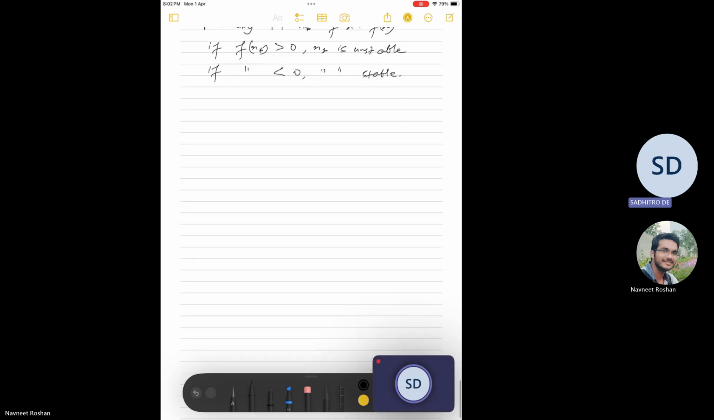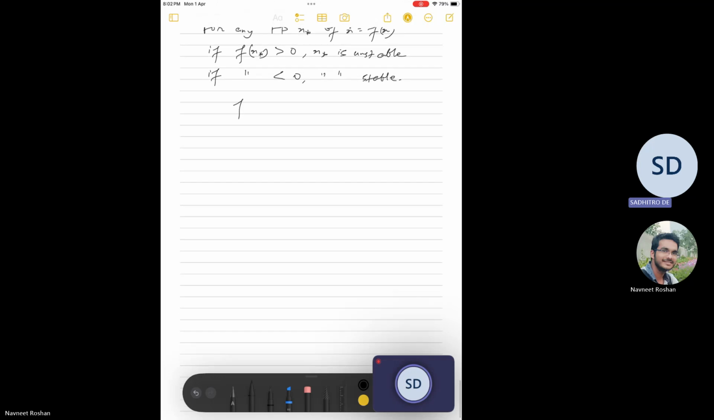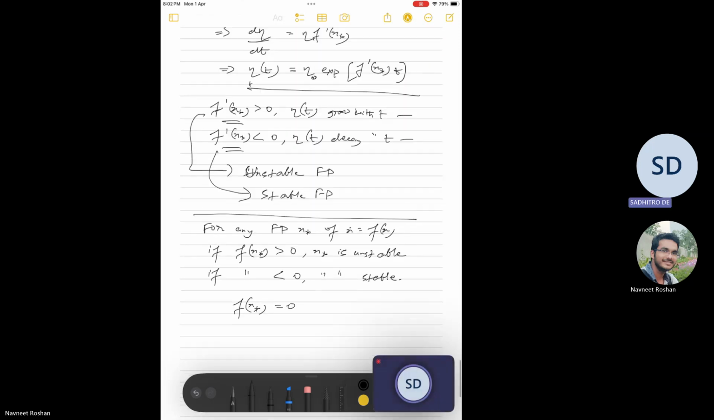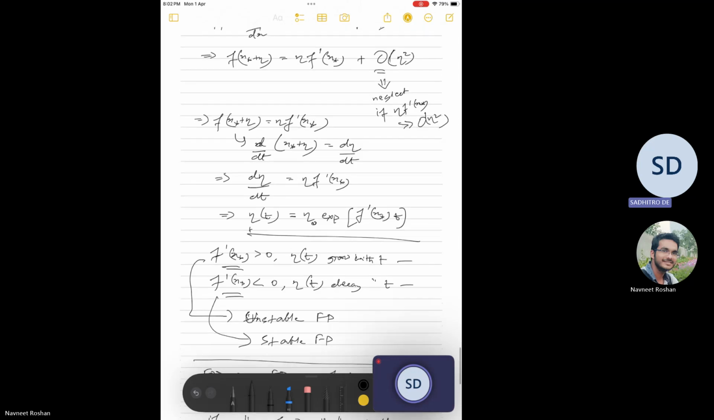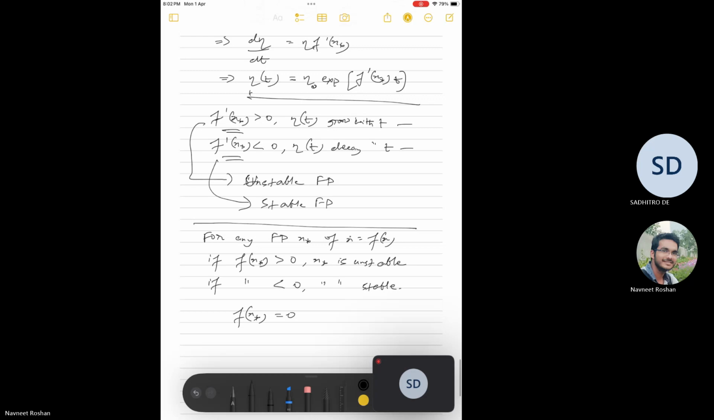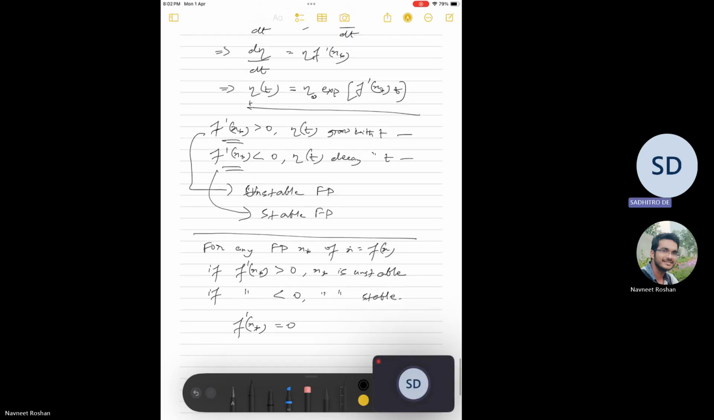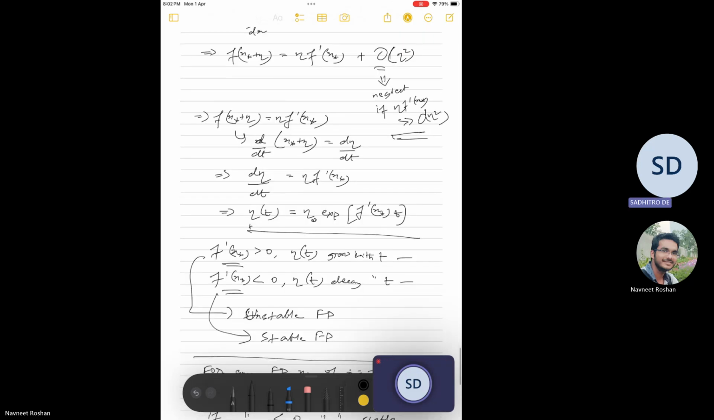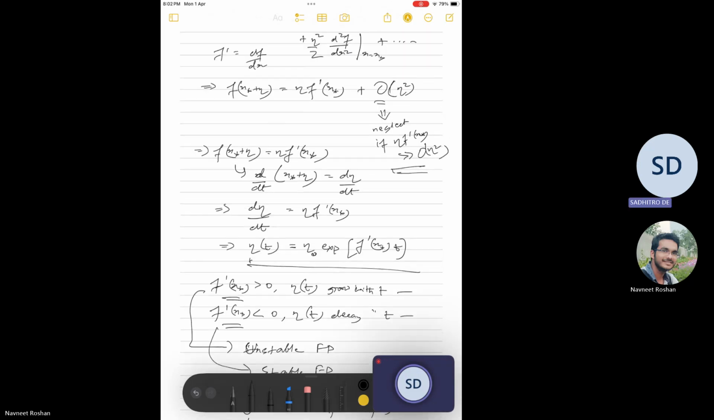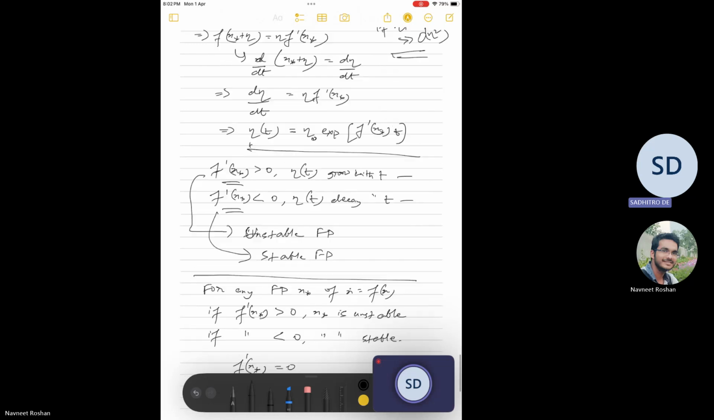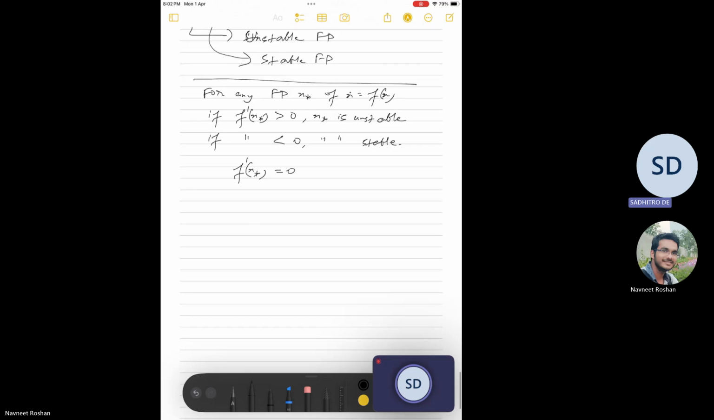Now here comes the catch. What happens if f dash of x star is equal to 0? Then if f dash of x star is truly equal to 0, then this particular assumption will no longer hold true, and then we need to look at higher order terms in the Taylor series, and we will see examples of where this can be applied.